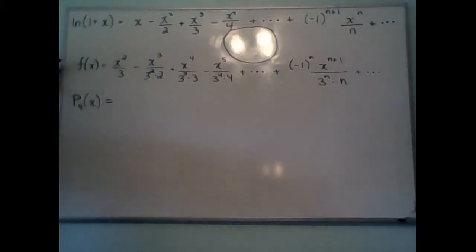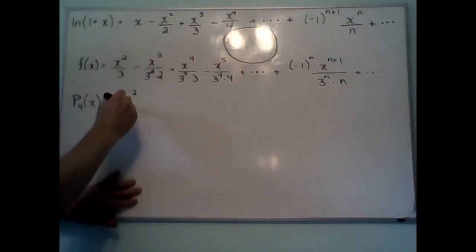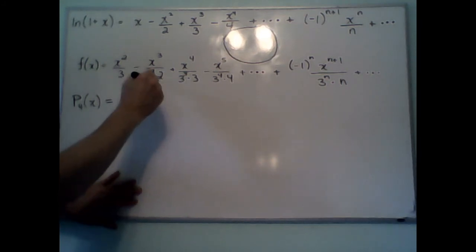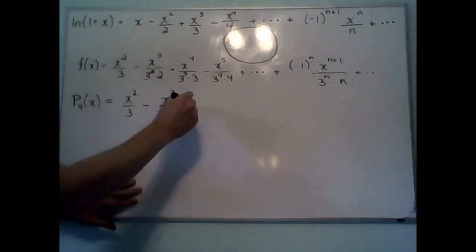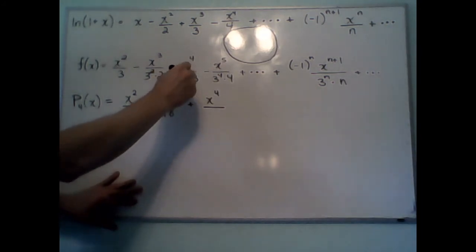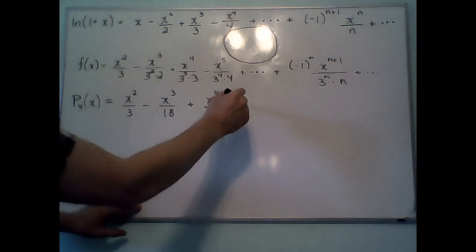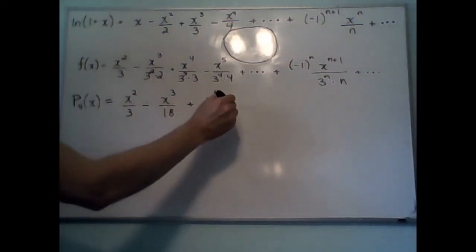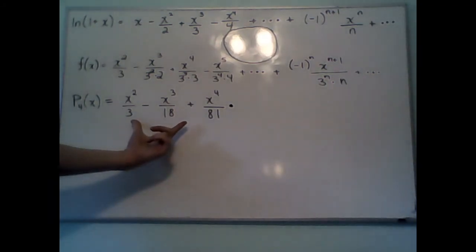Okay, well, up here I still have f of x, the first several terms. Now P4 of x just means the 4th degree Taylor polynomial. So as soon as I get to x to the 4th, that's when I'm stopping. So it's going to be x squared over 3 minus x cubed over, let's just simplify this, 9 times 2 is 18, plus x to the 4th over 3 times 27 is 81. All right. And then I'm going to write one more. Oh, well, actually, I should stop. That is the 4th degree Taylor approximation of f of x.